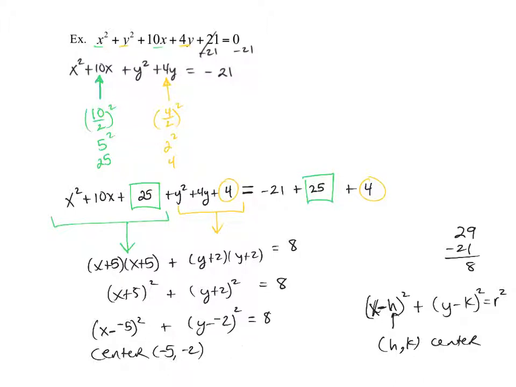Okay, and then the radius, r squared, is 8, and so that means r is the square root of 8, which simplifies down. That's 4 times 2, that's the square root of 8, so then that would simplify to 2 root 2. There's my radius. So I got center, and I got radius, and I'm done.